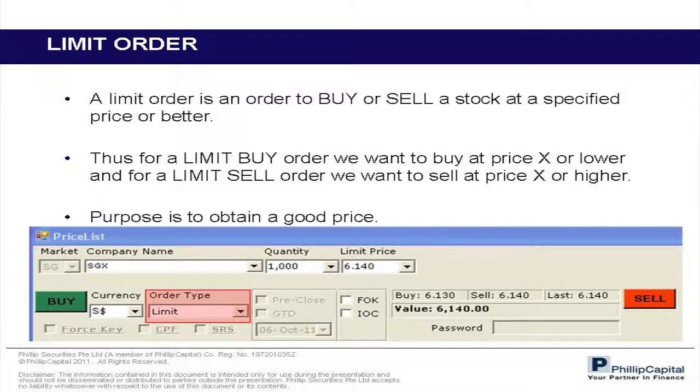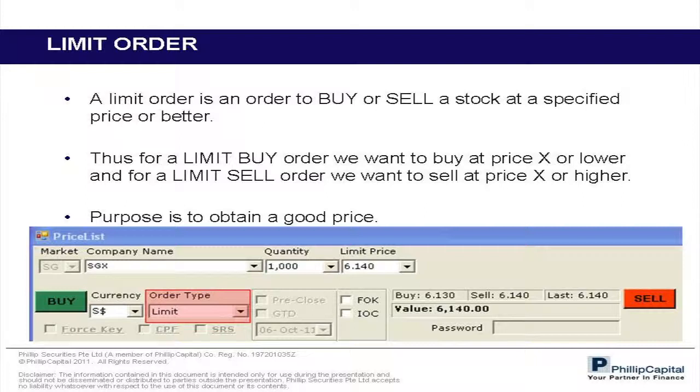For example, say when you place a limit order to buy SGX at $6.14. It means that you are indicating your interest to buy SGX at $6.14 exactly or at a lower price. So after submitting this order to the exchange, the trade will be successful if there is a matching counterparty selling you the stock at $6.14.